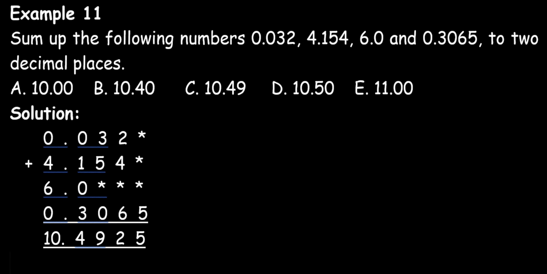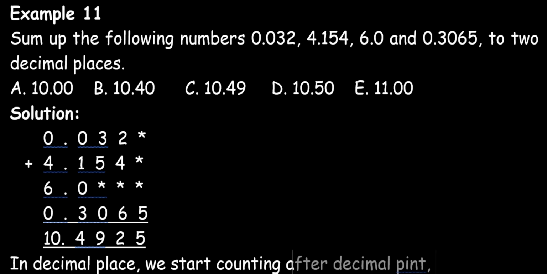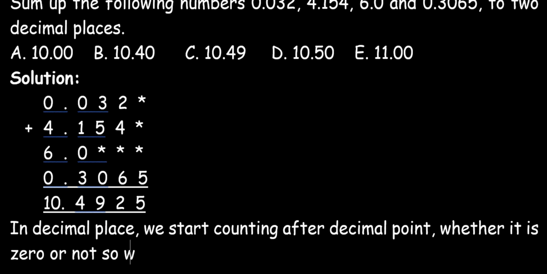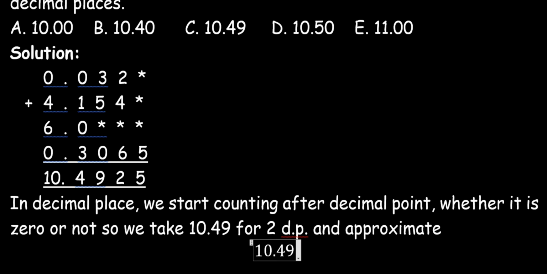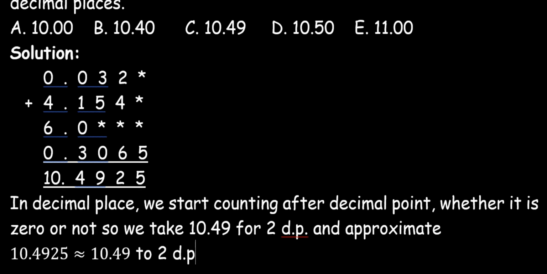Now let's get back to the two decimal places of our concern here. In decimal places, we start counting after the decimal point, whether it is 0 or not. So we take 10.49 for two decimal places and approximate. That is to say, 10.4925 is approximately equal to 10.49 to two decimal places.